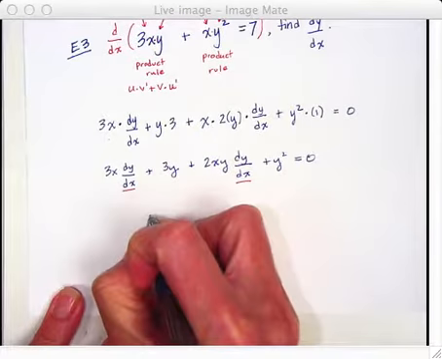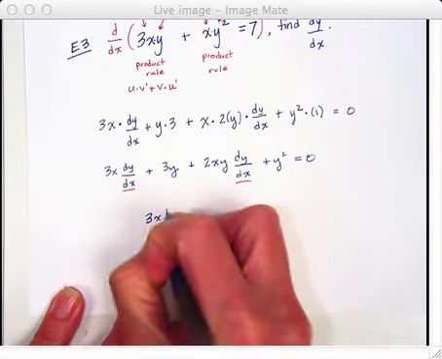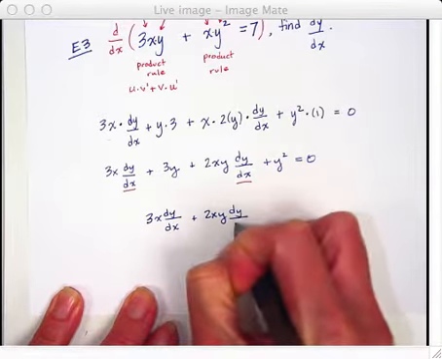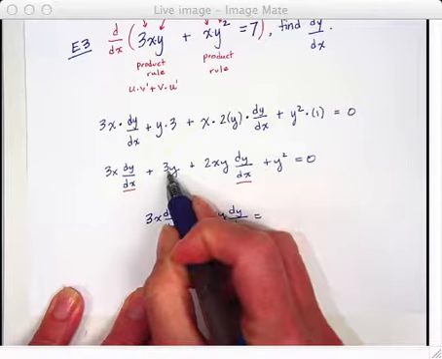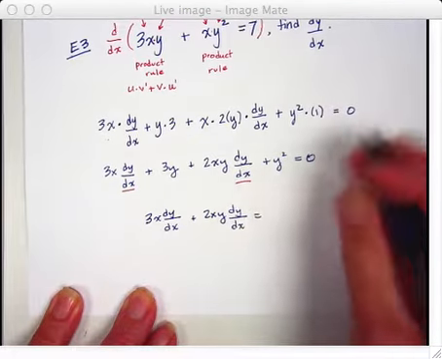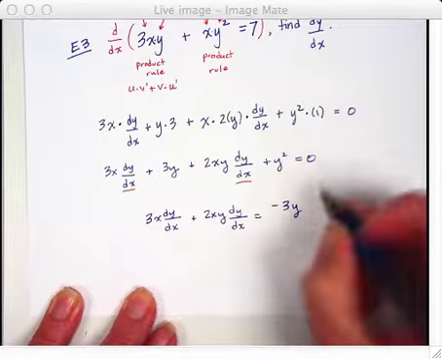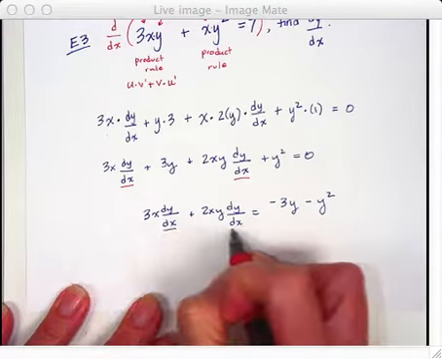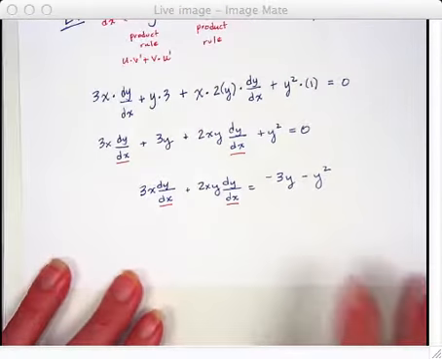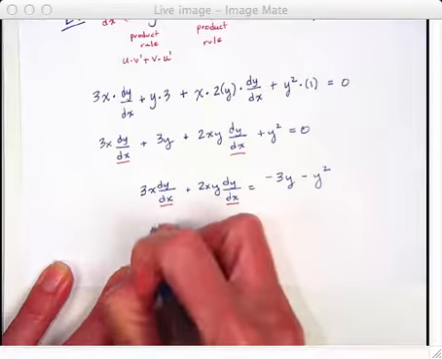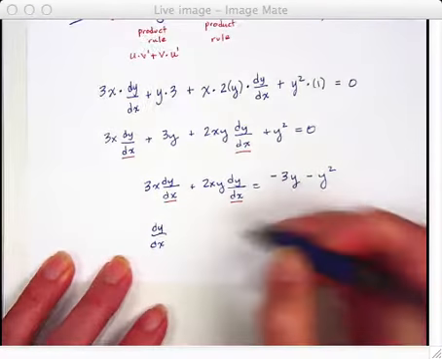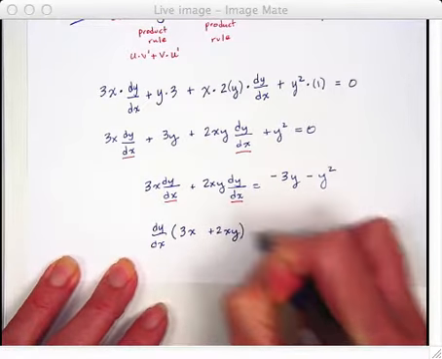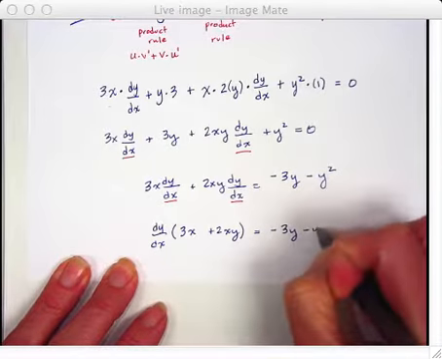So I'm going to keep 3x dy dx plus 2xy dy dx. And I'm going to subtract the 3y and subtract the y squared. So that becomes minus 3y minus y squared over here. All right, now that I have only dy dx terms on the left side, I'm going to factor out the dy dx. And I'm left with 3x plus 2xy equals negative 3y minus y squared.